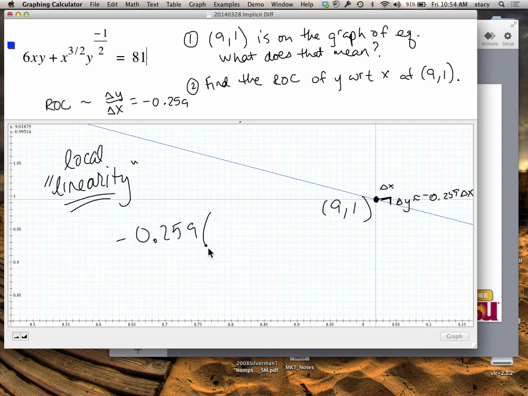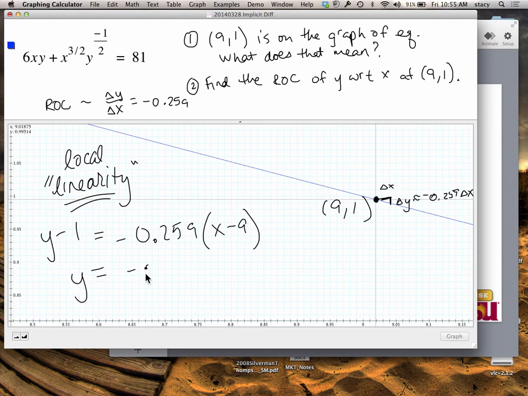So rate of change times change in x. We're near the point (9, 1). So change in x would look like x minus 9. So rate of change times change in x is equal to what? A change in y. And near this point, a change in y is going to look like what? y minus 1. Okay? So what does that mean?